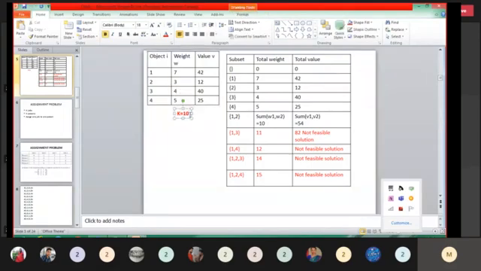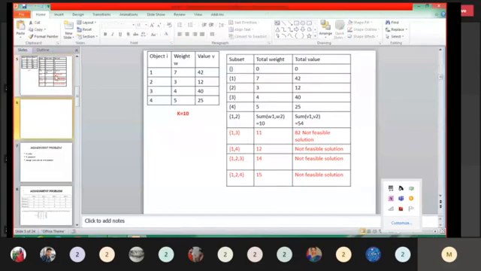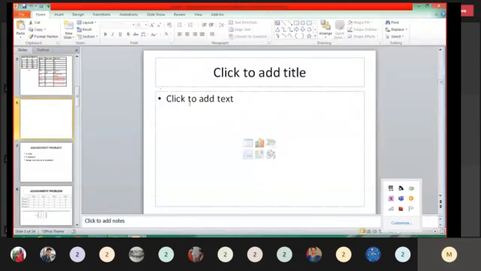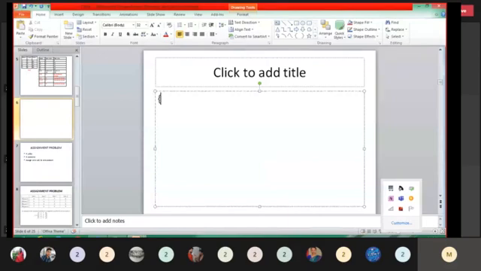Now we are going to find the output table. This is the output table: total set, total value, right? So now we have to write the subset as, initially the subset is null. Next the subset is 1. Next the subset is 2.